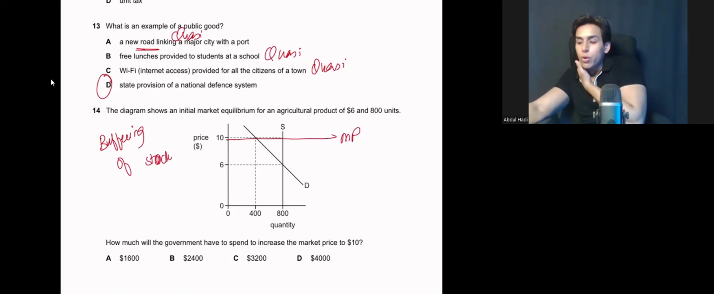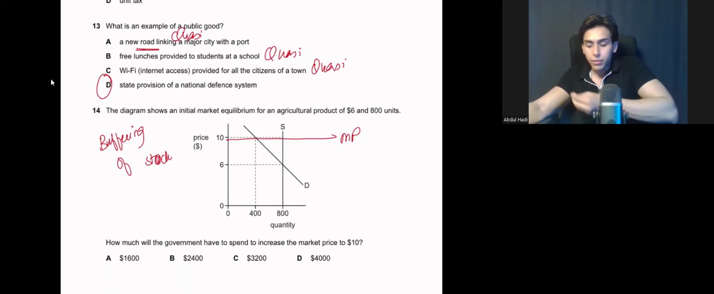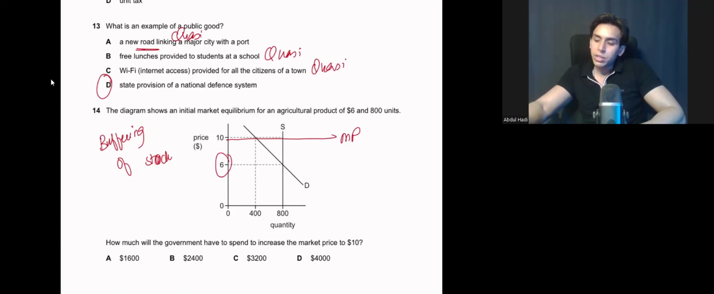Now, before reaching the price level of 10, when we were operating at price level of 6, the revenue was 4800. And after reaching the price level of 10, the quantity sold is 400. Previously the quantity sold was 800, now it is only 400. So what is the gap? The gap is 400. There are 400 units that are in surplus.